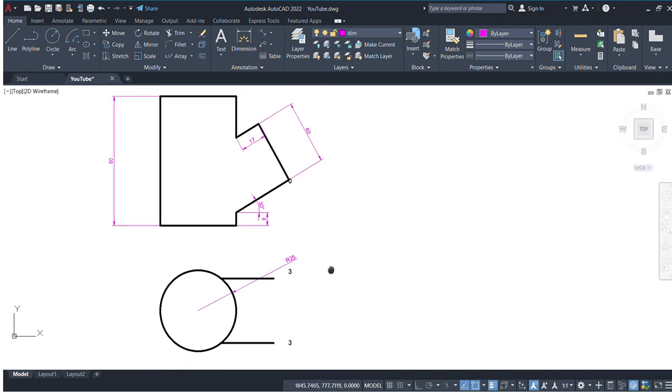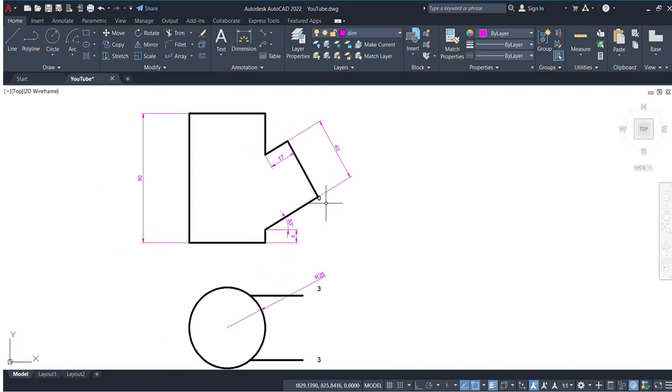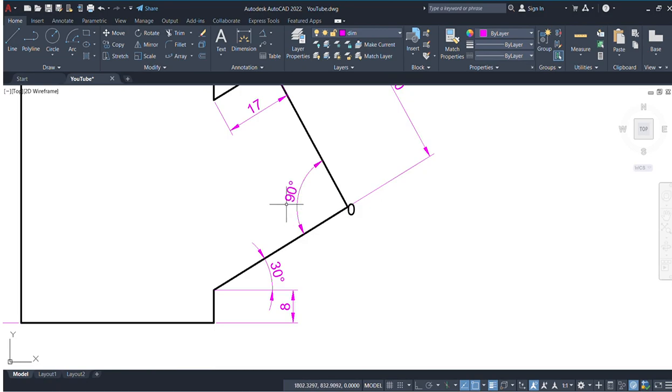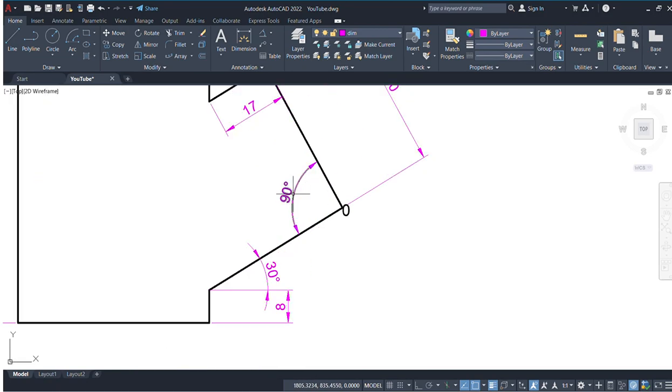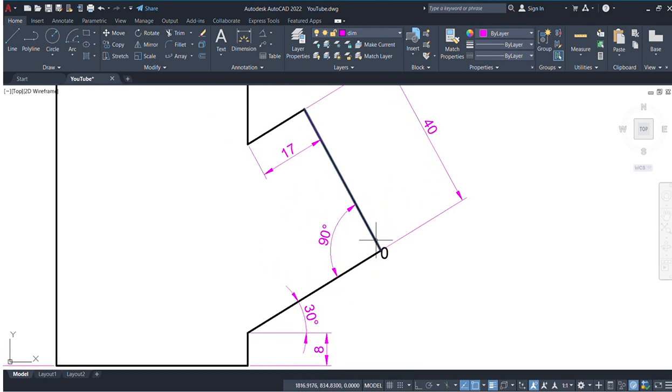Something I want to emphasize: when you're copying the question the way it is, the angle between these two lines should be 90 degrees. So that's the angle I'm talking about. Ensure the angle is at 90 degrees between this slanting line and the 30 degrees line. So this angle here is 90 degrees.